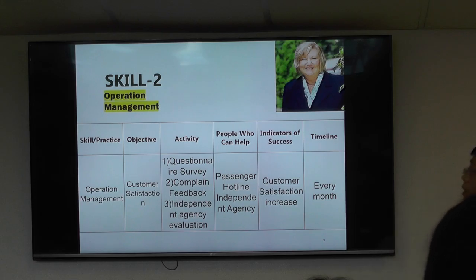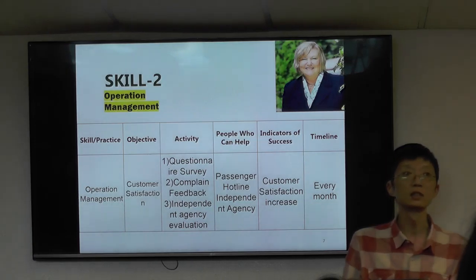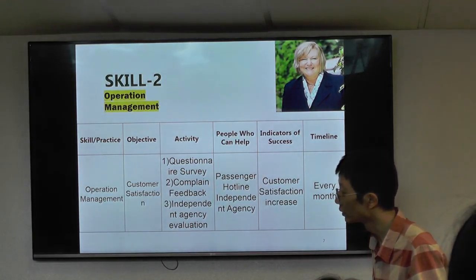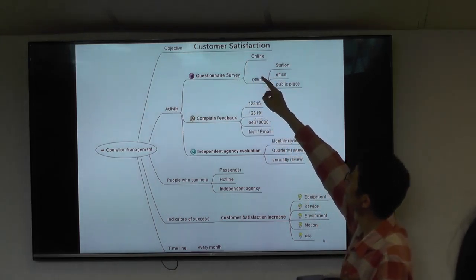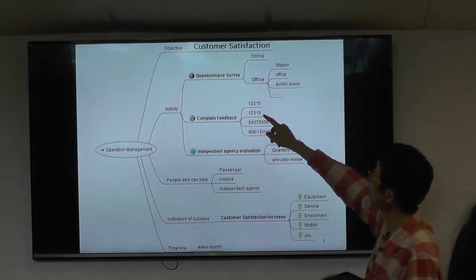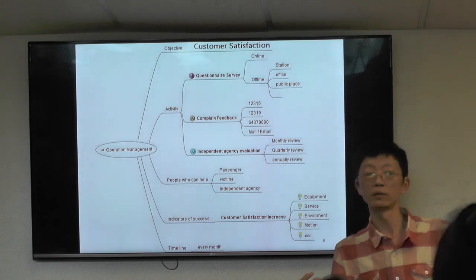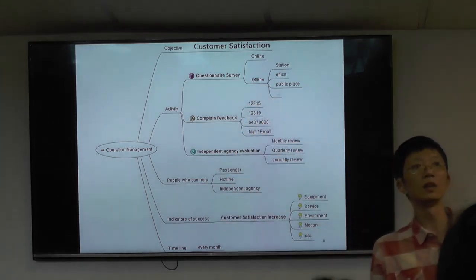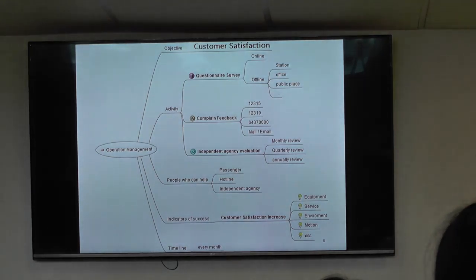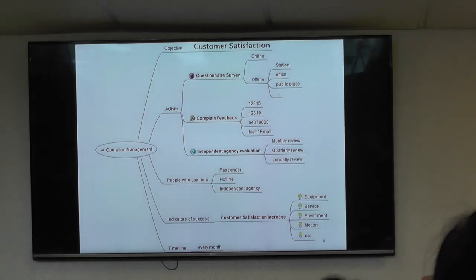The next course we learned is operation management from Dr. Lin. The skill is operation management, and the objective is customer satisfaction. Also see the picture. According to the objective, we can do some activities. The first is a questionnaire survey. We can do the questionnaire survey online, such as on the web, and we can also do it offline, such as in the station, in the office, or in other public places. And the second, we can do some complaint feedback.